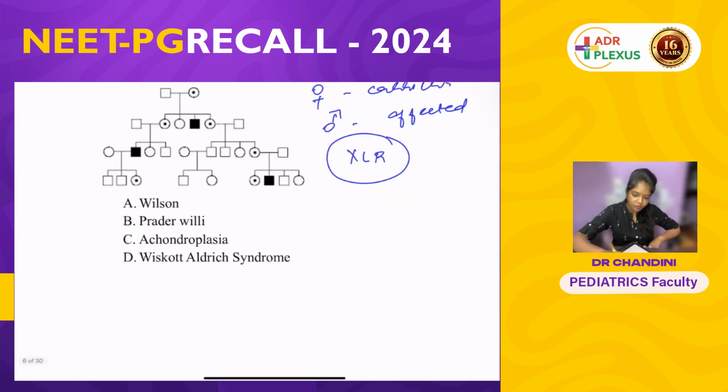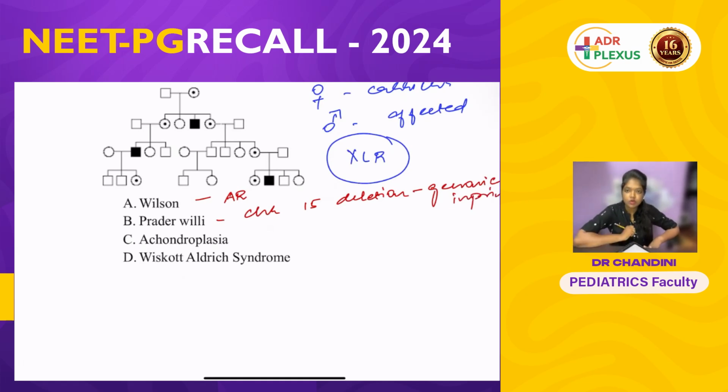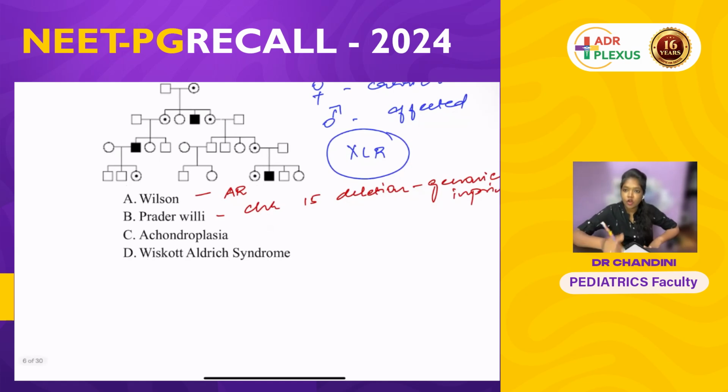So now among the options, we will see which is X-linked recessive. Wilson? No, Wilson disease is autosomal recessive. Prader-Willi is something to do with chromosome 15 deletion, which comes under a group of diseases called genomic imprinting. Okay? Genomic imprinting. So that is also ruled out. Achondroplasia is autosomal dominant in inheritance. So by ruling out everything, we are left with Wiskott-Aldrich syndrome. Yes, Wiskott-Aldrich syndrome is X-linked recessive.